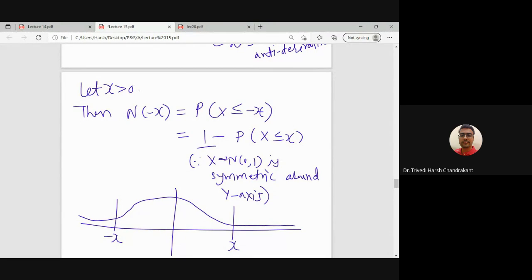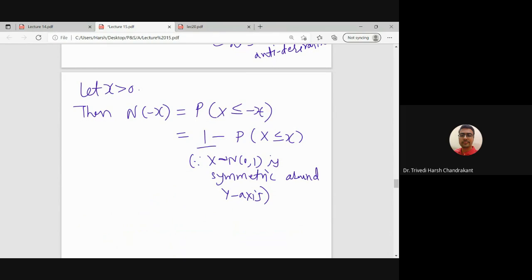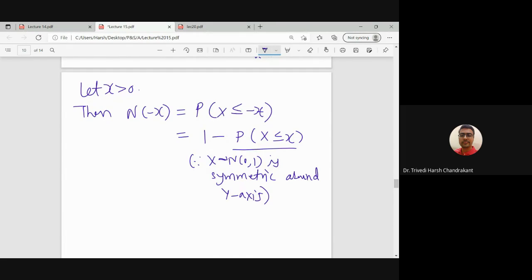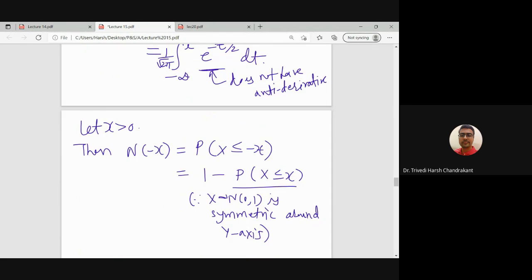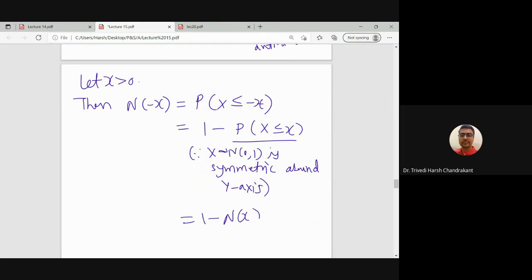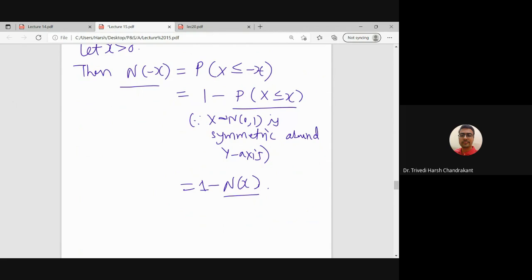Right. So this is coming from the total integral of the probability mass function being 1, and that is what we are using here. What is this value? This value is essentially nx. So this is 1 minus nx. If you know nx, we can find n minus x by just subtracting it from 1.